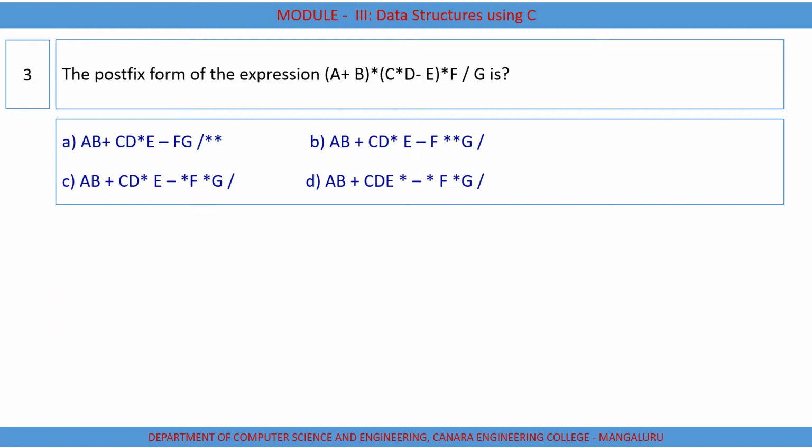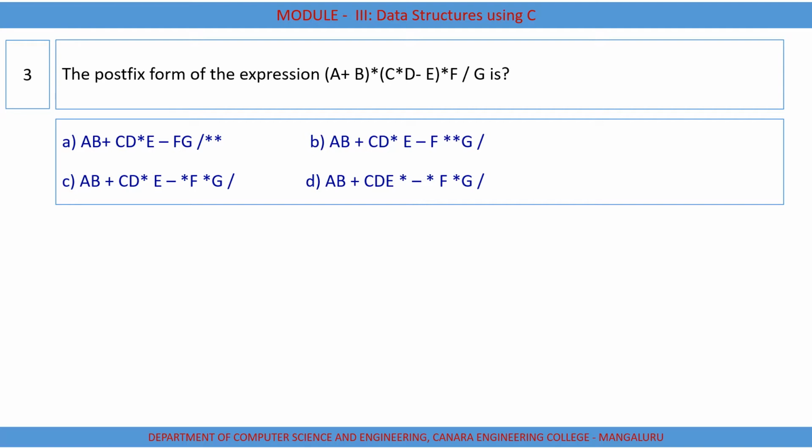Explanation is given here. Next question is the postfix form of the expression. An expression is the combination of operators and operands. There are three types of expressions that you have studied in this course: prefix, infix, and postfix expression. Here they have given an infix expression. You need to calculate the postfix form of this. To do so, you should know the precedence of the operators. So here the different operators in this expression are plus, star, minus, and divided by.